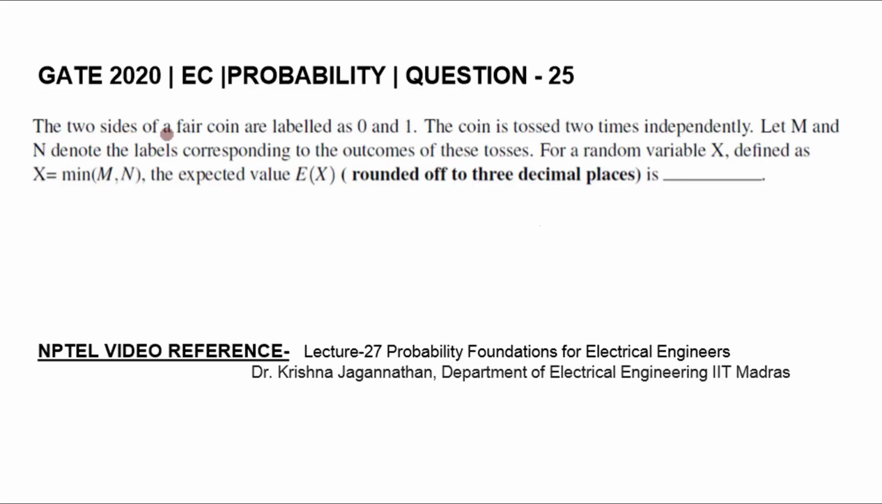The two sides of a fair coin are labeled as 0 and 1. The coin is tossed two times independently. Let M and N denote the labels corresponding to the outcomes of these tosses. For a random variable X defined as X equals the minimum of M and N, the expected value rounded off to 3 decimal places is.